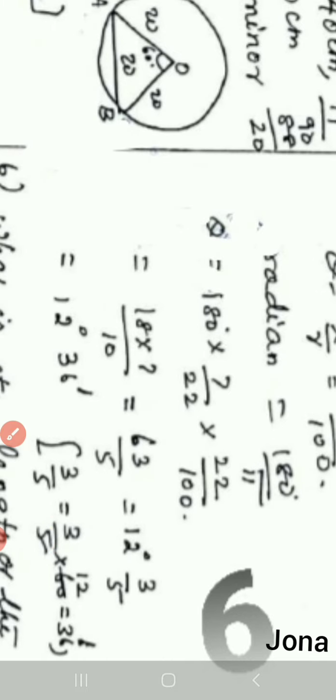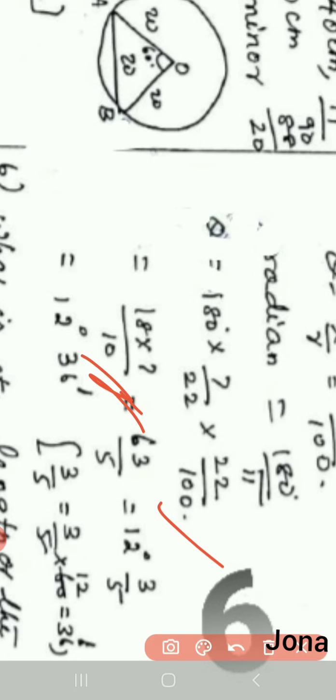So substitute here 180 into 7 by 22 into this 22 by 100. Okay, so simplify this, we can get 18 into 7 by 10 here. And then if you cancel this, 63 by 5. If you divide by 5, we can get 12 degree 3 by 5 is there. This 3 by 5 again I want to convert this into minutes.